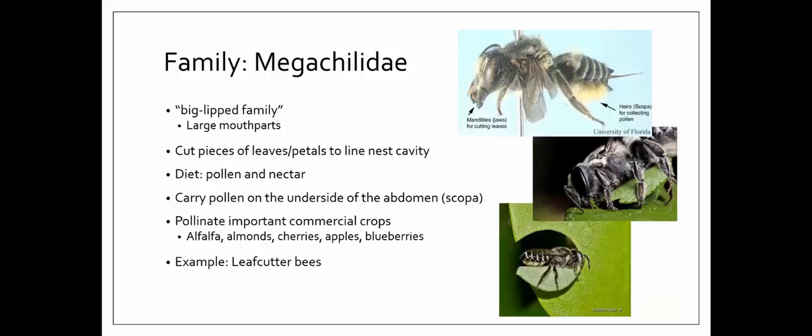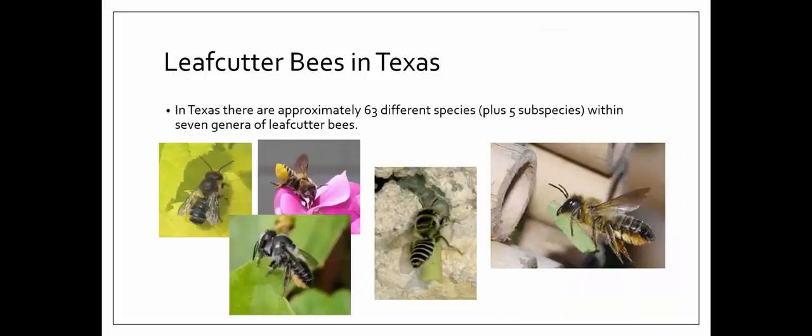One prime bee example within this family is the leafcutter bee. In Texas, there are about 63 different species of leafcutter bees that are classified into 7 different genera. Below are some images of different types of leafcutter bees found in Texas.